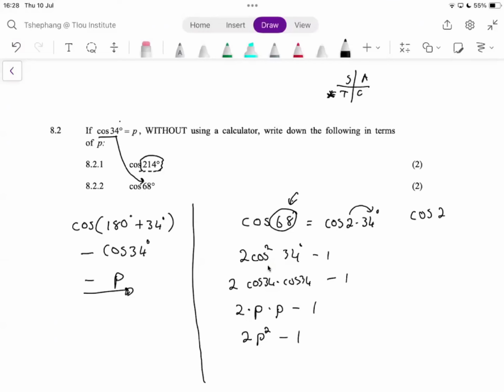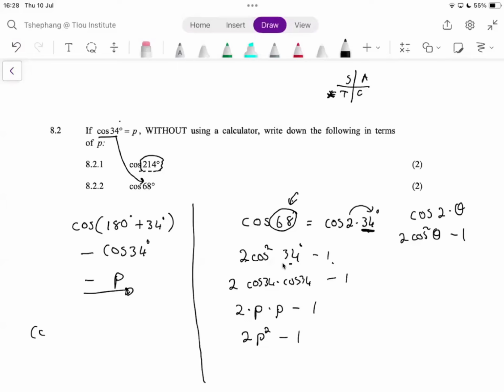But now remember something. What is cos of 2 multiplied by theta? That is the same as what? 2 cos squared theta minus 1. And that's what I did as well. I said 2 cos squared, theta in this case is the 34, minus 1.